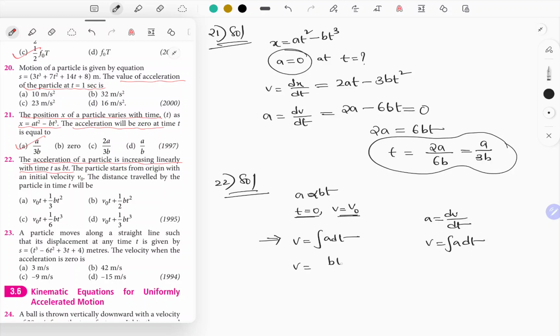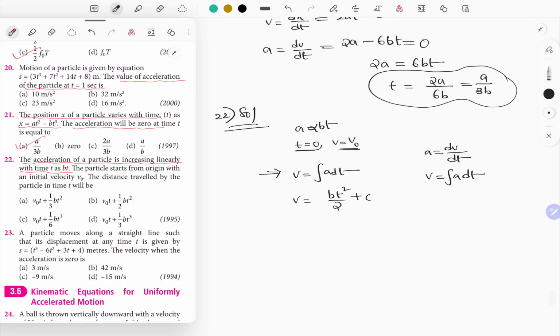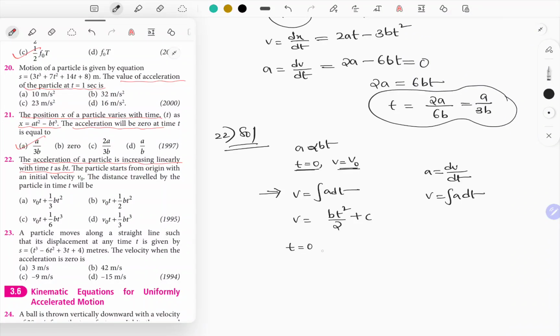So you are going to get bt square by 2. We don't know the proportionality, that means it is having an initial constant c. Hope you know the integration formula. We used to add plus c, right? Plus c indicates the starting value. Okay, so at t is equal to 0, what's the value of velocity? v naught. At t is equal to 0, c is equal to v naught. That is the meaning. Clear? Hope you understood. This v is represented with dx by dt, right? This dx by dt is nothing but initial velocity v naught at t is equal to 0. Okay, super. So finally velocity is represented as bt square by 2 plus v naught.